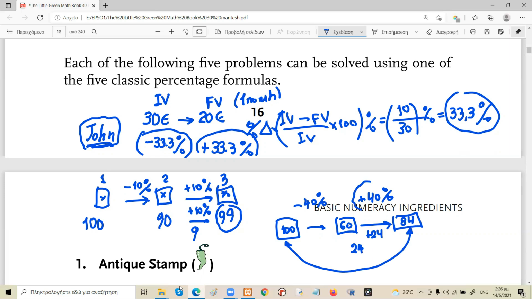So even if the market goes up by the same amount that it fell before, the final value of the stock is not exactly the same as the original value. And as you see here, the bigger the fall, the bigger the distance from the original value after the market goes up by the same percentage.